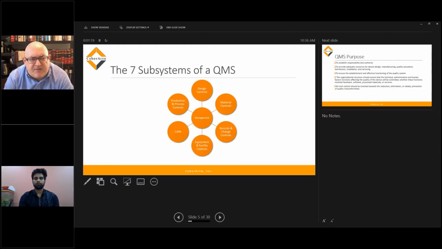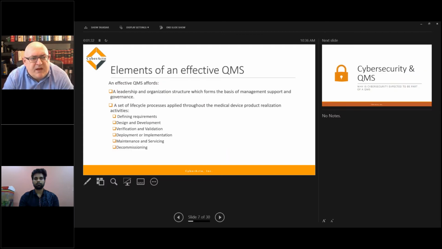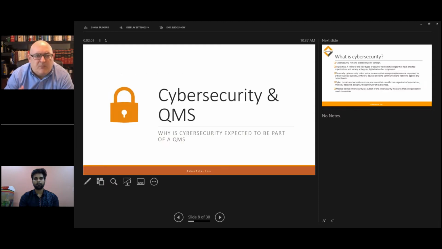As a quick reminder, again, the 7 subsystems that we're going to cover in this walkthrough, from design to materials to facility, CAPA, production process controls. One thing we'll go through in more detail is what is that leadership and organizational structure that supports the governance of the QMS, and really as we go through the life cycle processes, what are the requirements, what's the design and development activities, all the way to maintenance and servicing, and ultimately should the device be withdrawn from the market, what's the decommissioning process. So let's get to the meat of the matter in terms of the cybersecurity of QMS.